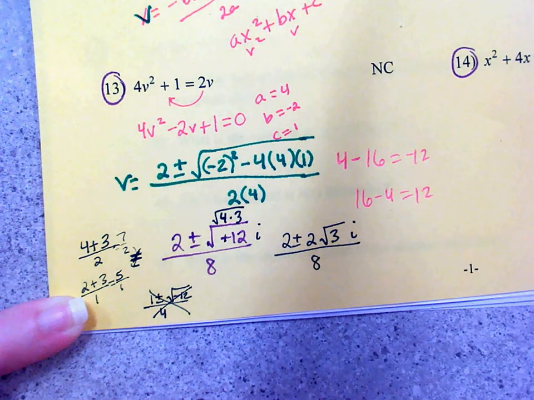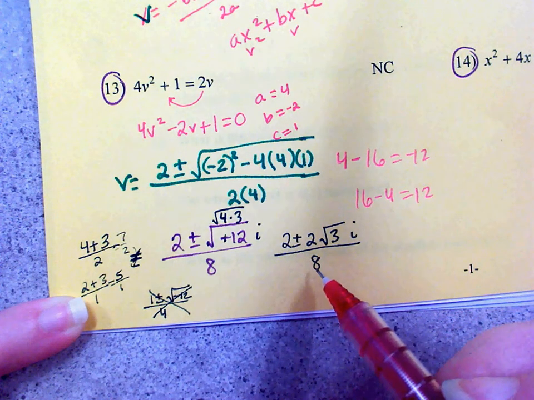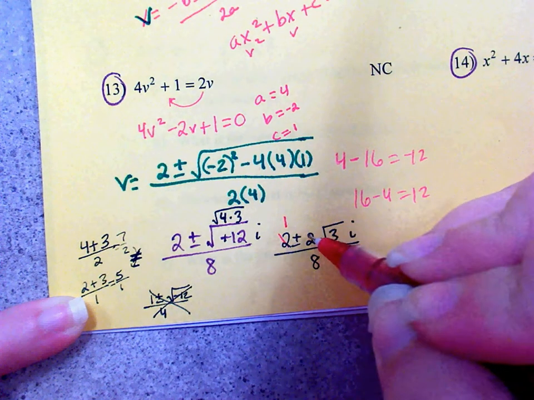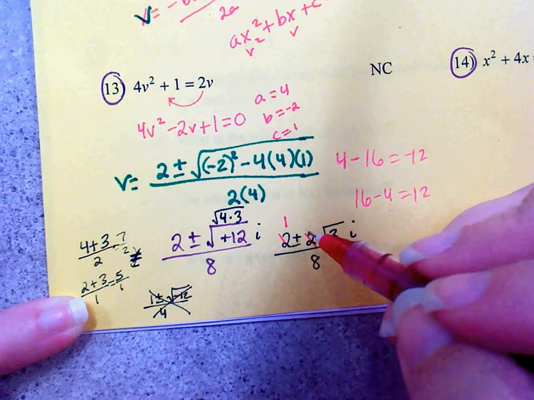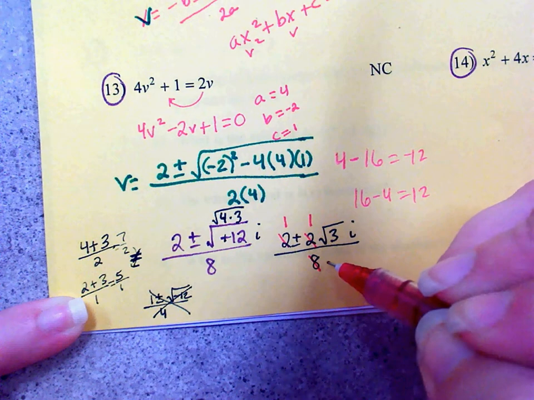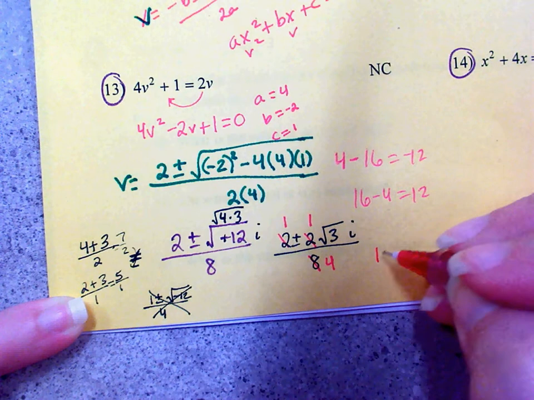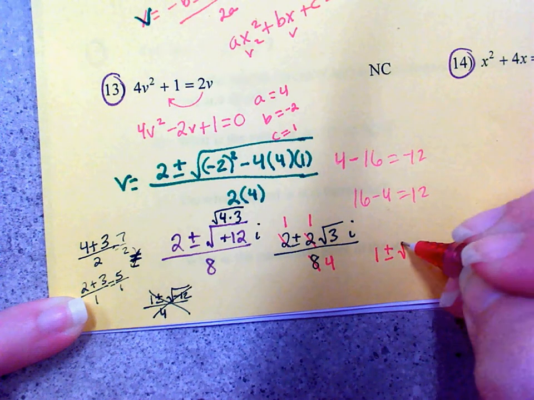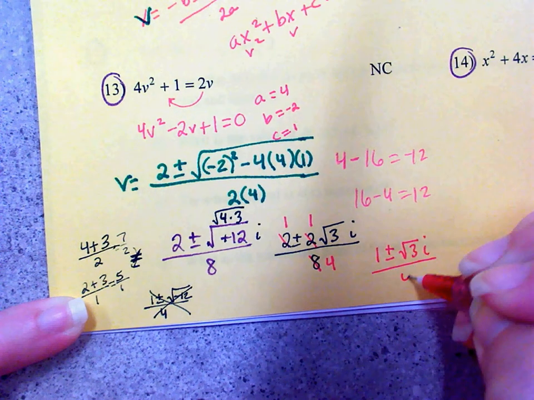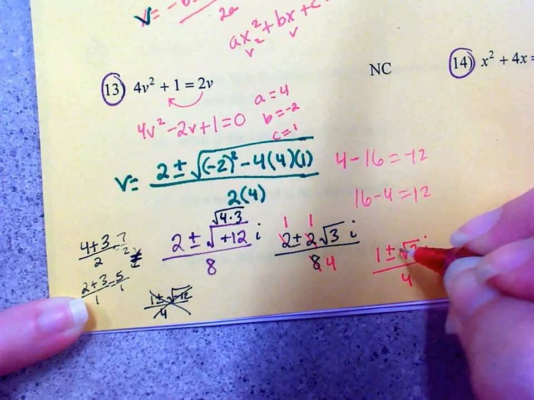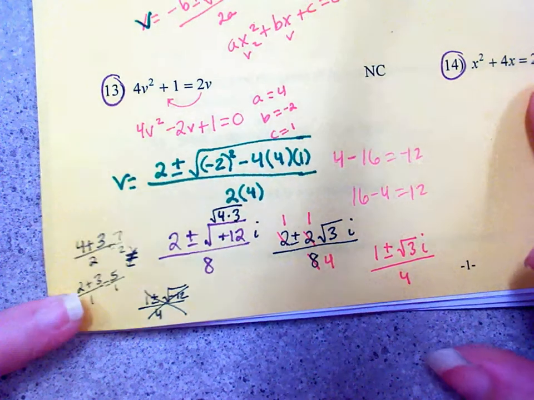Now, this 2 and this 8 can be simplified. 2 divides by 2 once, 8 divides by 2 4 times. So final answer, 1 plus and minus the square root of 3, i over 4. Okay? It doesn't matter if the i is in the front of the square root or in the back. It's just got to be there somewhere.